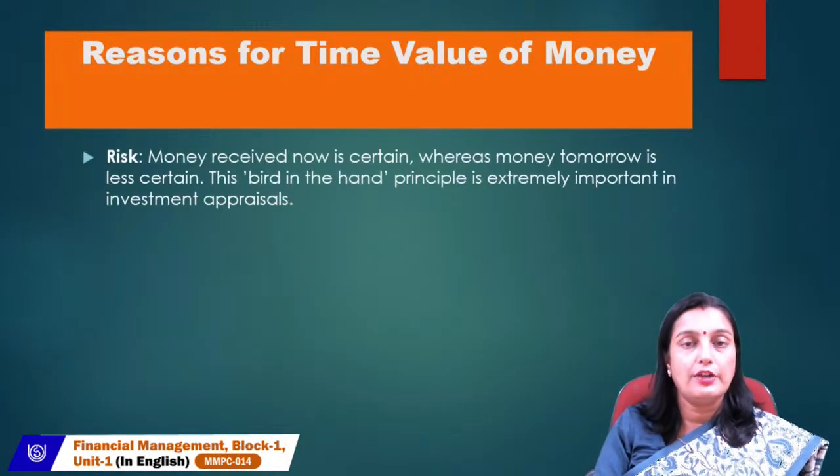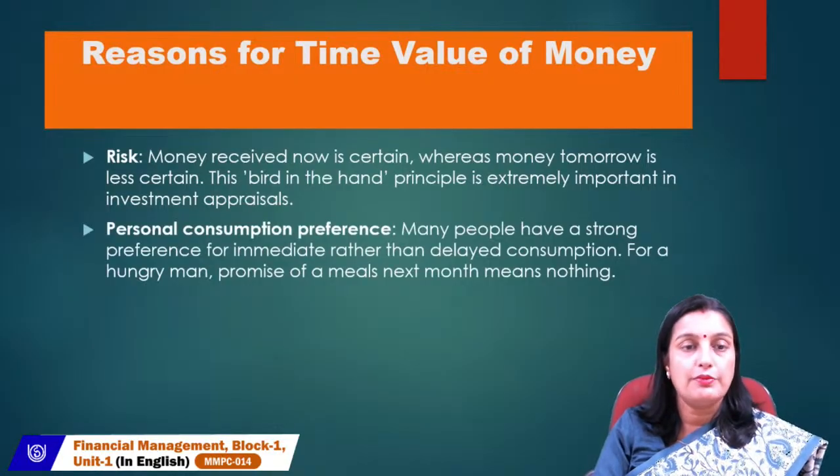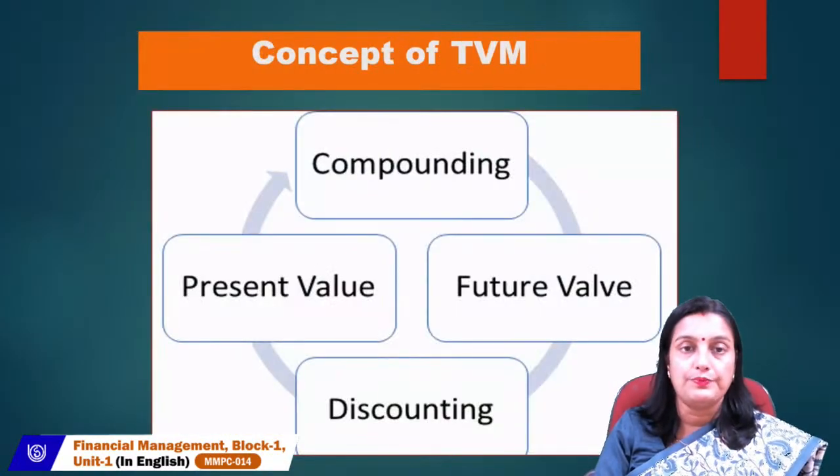Next reason for time value of money, risk. I have already explained this. Money received now is certain, whereas money tomorrow is uncertain, because the future is uncertain. Nobody knows about the future, and uncertainty may cause losses from your investment, so you may not meet your expected return. So uncertainty is also an important aspect. For that, risk management or analysis of risk is important with the time value of money. And personal consumption preferences, I have already explained.